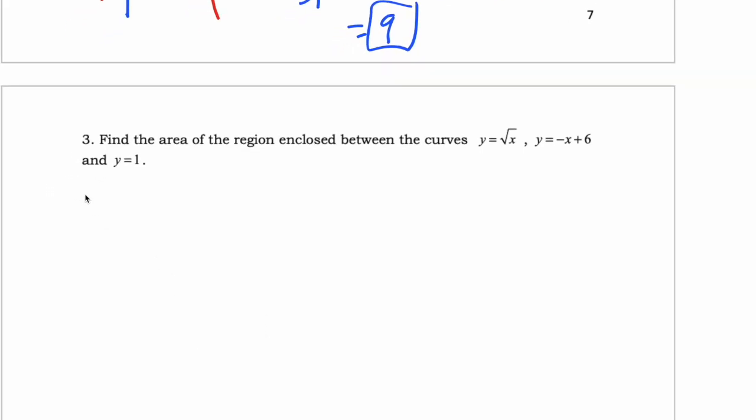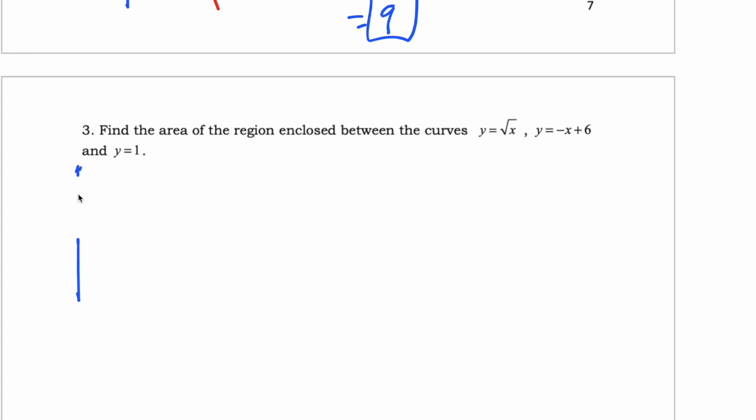So we've got root x, which looks like this, and negative x plus 6 has a y-intercept of 6, and it's a line going down with a slope of 1. So the area is between these and the line y equals 1. Okay, y equals 1 is here. So we're talking about this little area here.